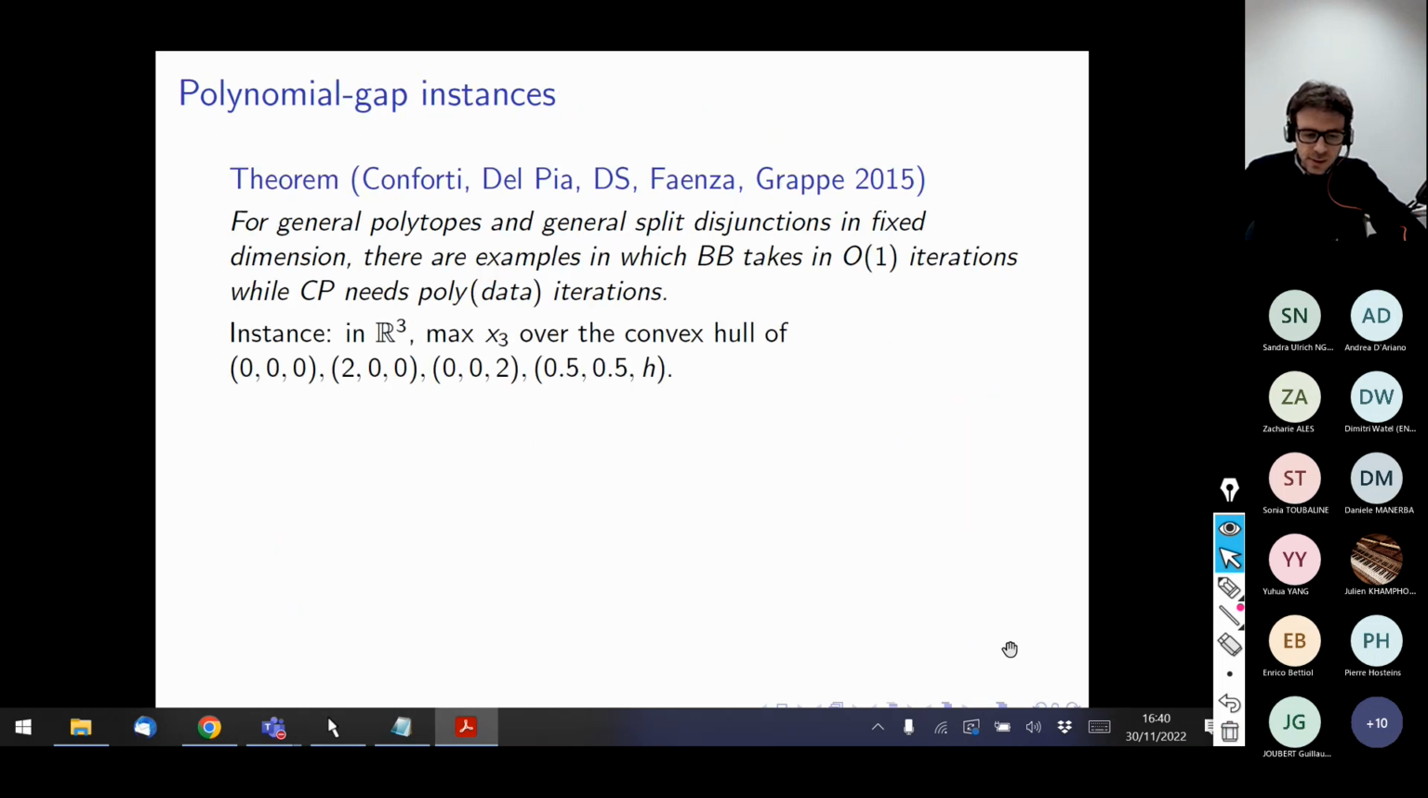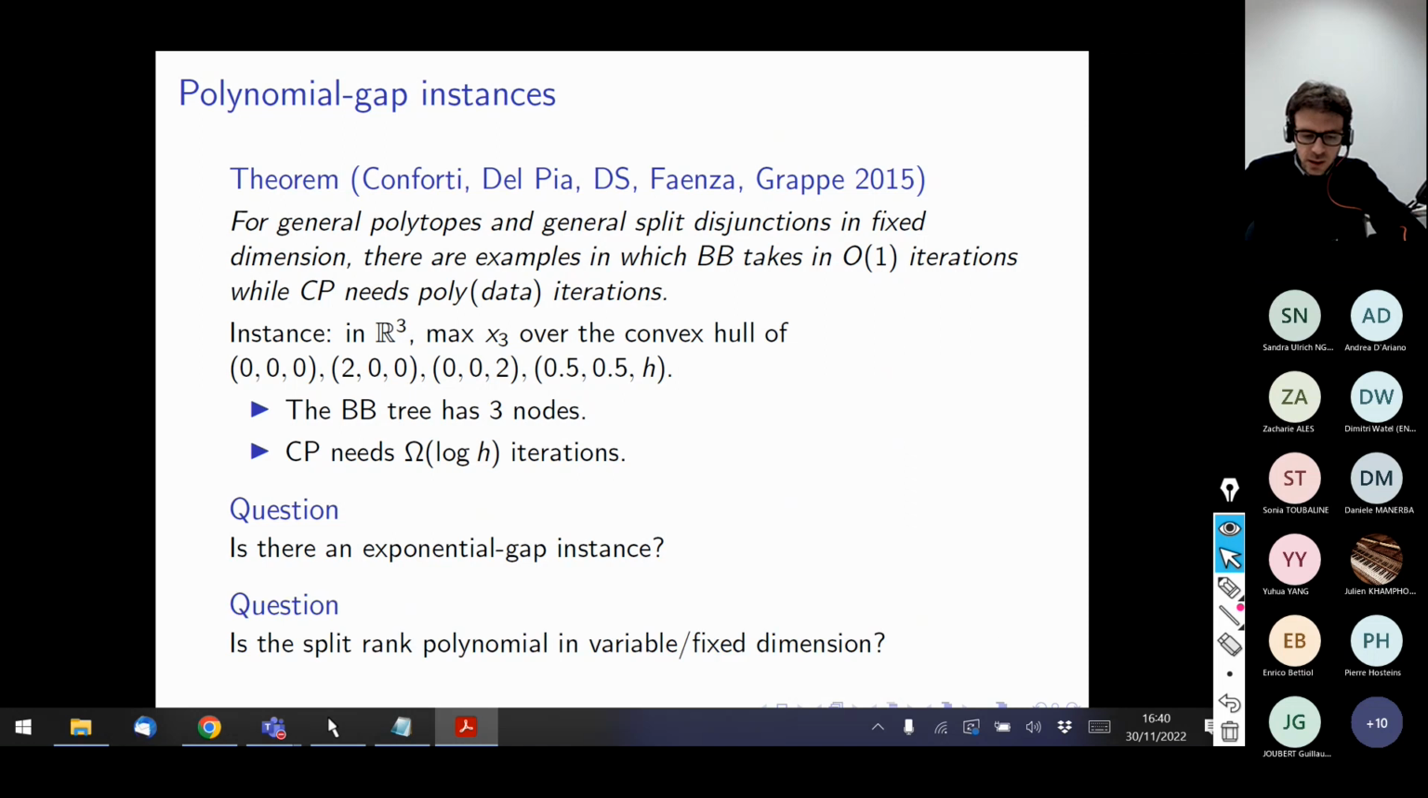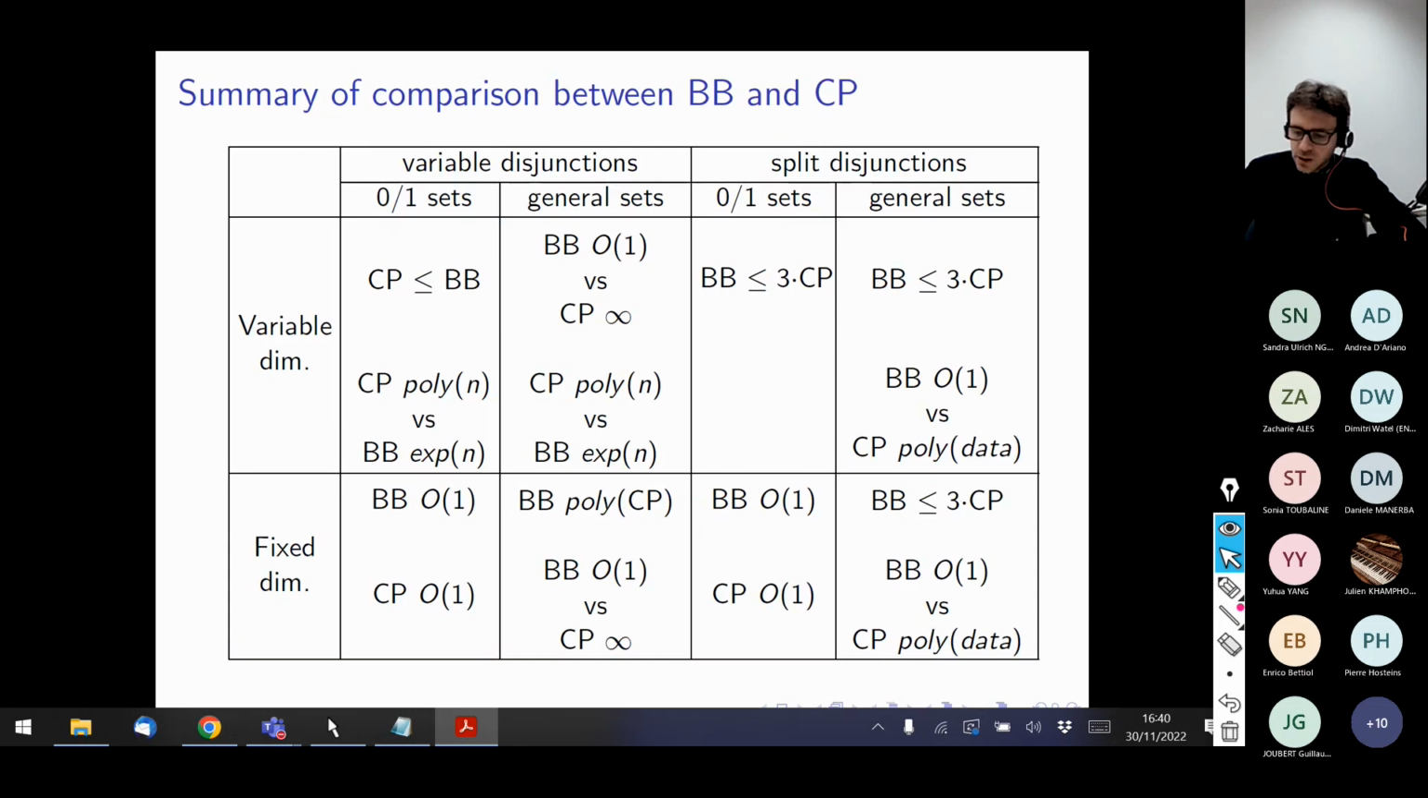So I will skip this, but let's keep this description. The only part we cannot fill in is this one. We don't know whether with the split disjunction on 0-1 sets there is an example in which branch and bound is really, really better than cutting plane. This we don't know. This is the open question that remains in this table.